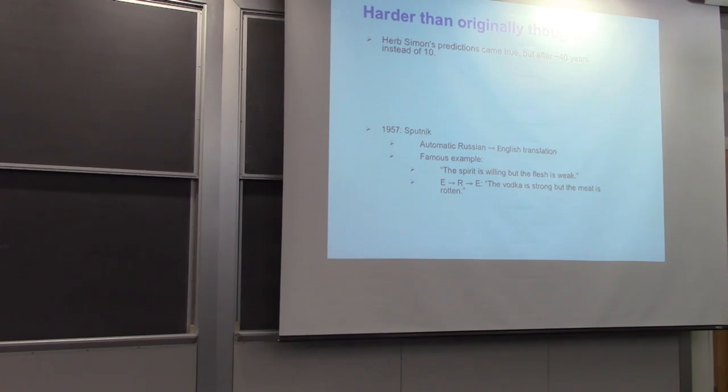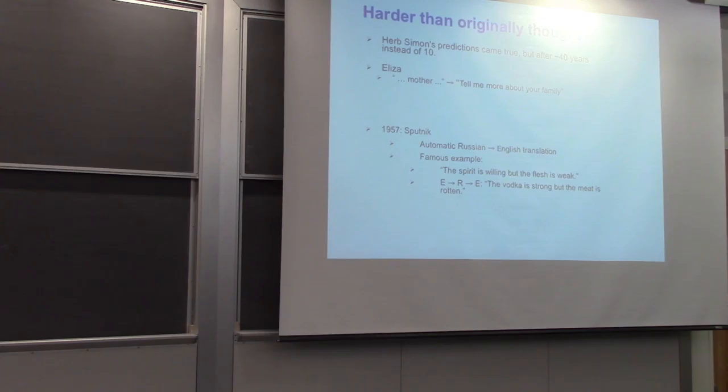In '57, though, Simon did have an automatic translation machine to go from Russian to English. Here's a great example of going from English to Russian and back, where the original English is, the spirit is willing, but the flesh is weak. And through this translation, you get the vodka is strong, but the meat is rotten. Very poetic. The semantics have changed somewhat, even if the syntax is correct, and kind of a direct mapping from word to word is there.